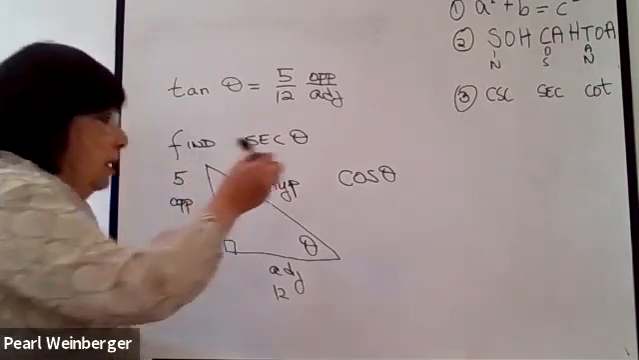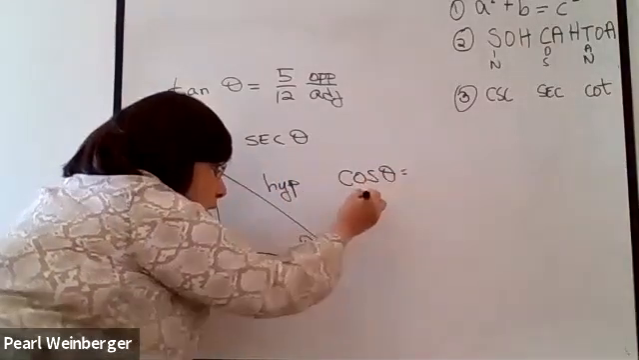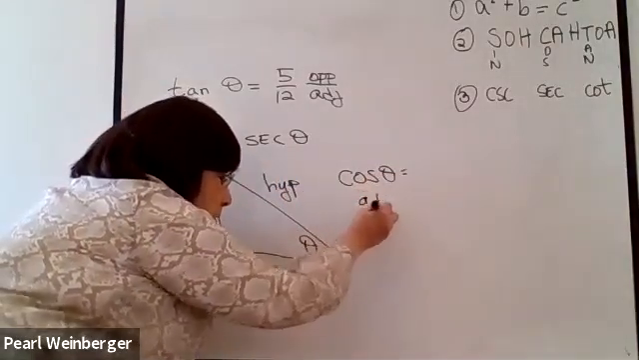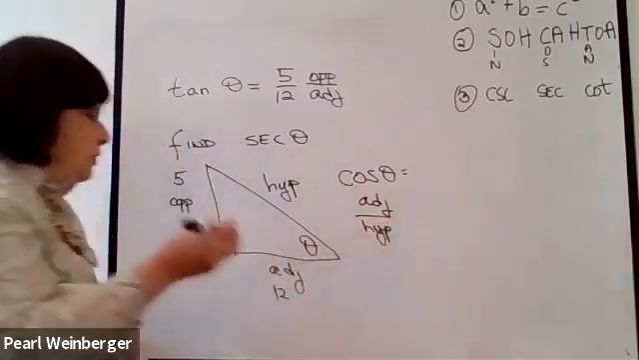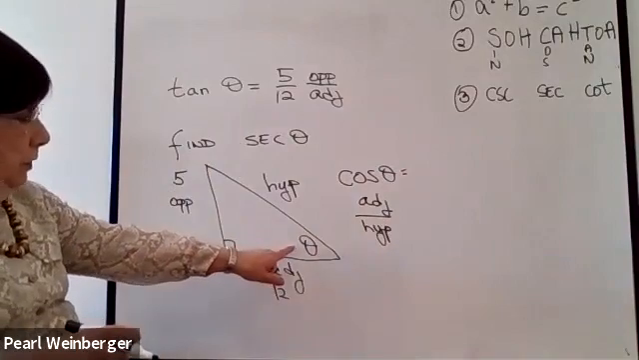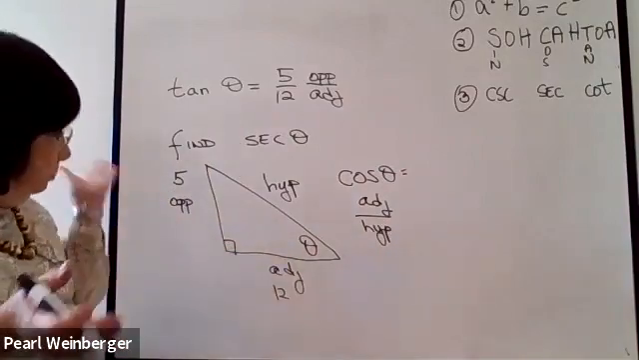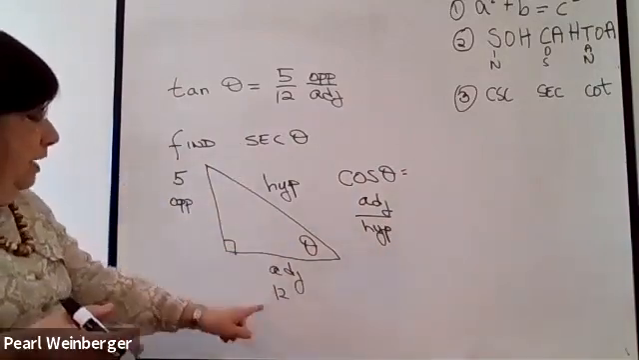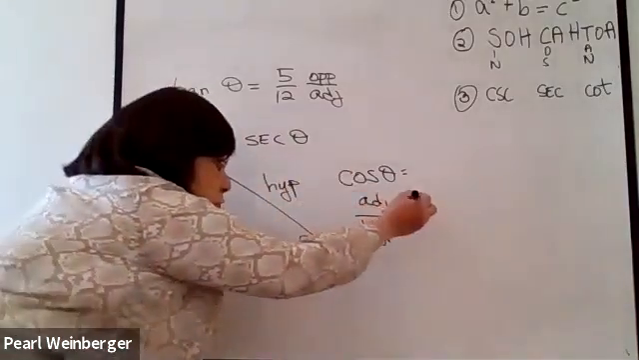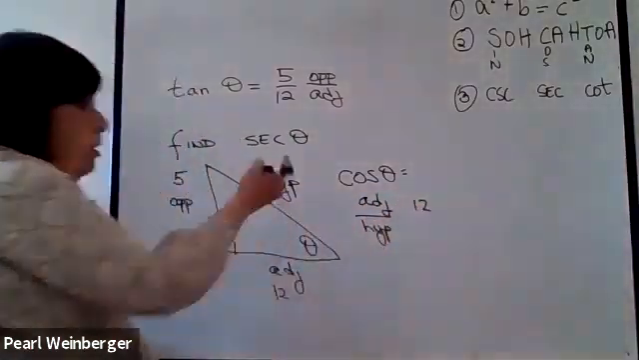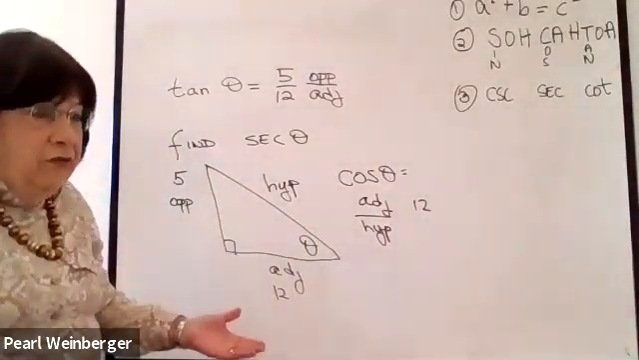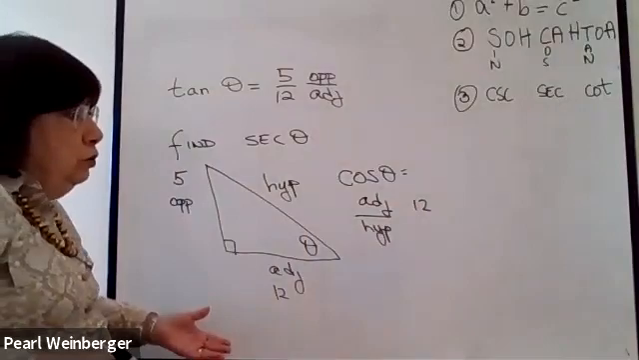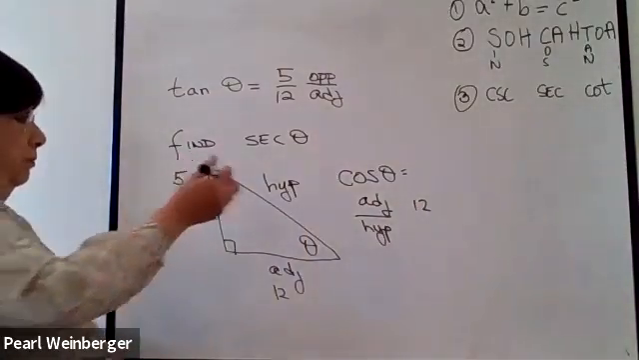Now remember what cosine stands for. Cosine is adjacent over hypotenuse. Now what do we have so far in this triangle? We have the opposite. I don't even need it. We have the adjacent. We know that that's 12, but we don't have the hypotenuse. So again, how are we going to find the hypotenuse? We're going to use our Pythagorean theorem.